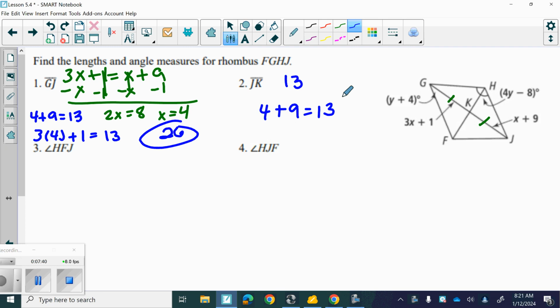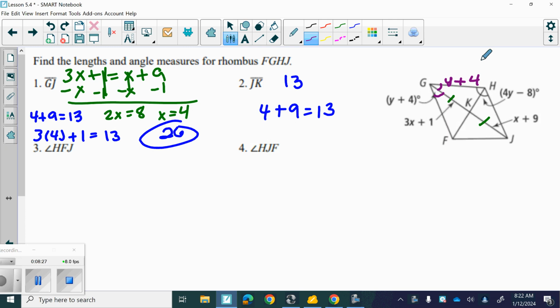Makes sense? Okay. For number 3 and 4, we're trying to find the angles. Let's look at what I'm given in my picture. I'm told that this piece right here is y plus 4, and then all of H is 4y minus 8. Go back and look at your rhombus properties real quick. What did it say about the angles? They're bisected. So if this is y plus 4, what's that? Also y plus 4, because the two halves have to be the same.